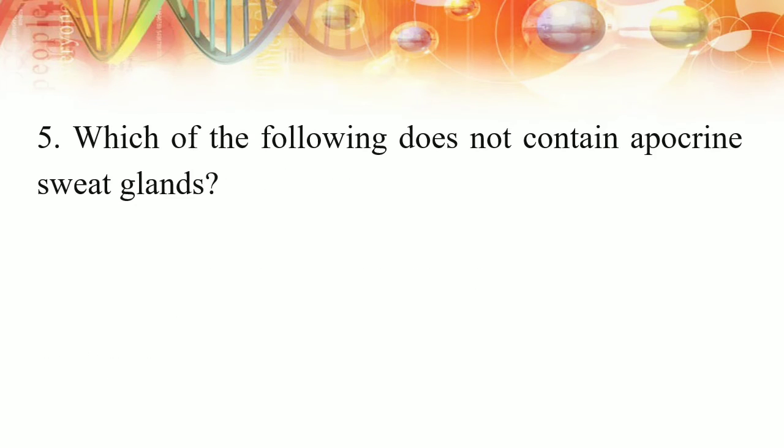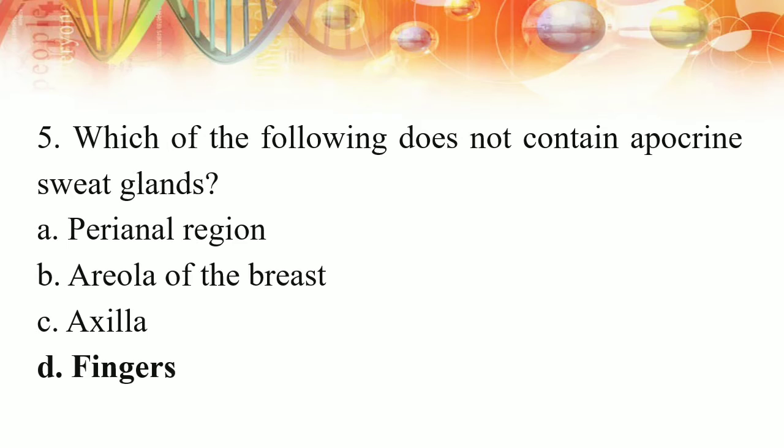Number 5. Which of the following does not contain apocrine sweat glands? A. Perianal region. B. Areola of the breast. C. Axilla. D. Fingers. Apocrine sweat glands are scent glands and their secretions usually have an odor. They can be mostly found in the armpits, the groin, and the area around the nipples of the breast. Perianal region is the area surrounding the anus. Basically, it is near the groin. Areola of the breast is the skin on the breast that surrounds the nipple. Axilla is known as the armpit. All first three options contain apocrine sweat glands, so the answer is fingers.